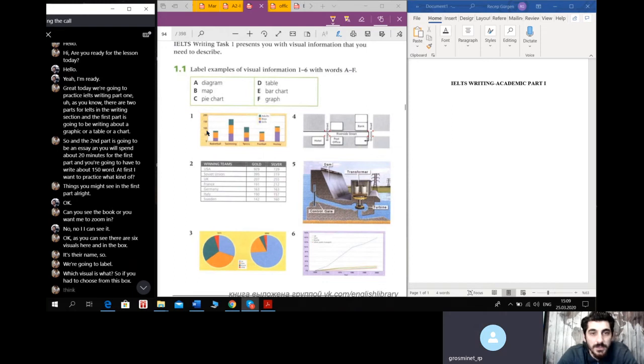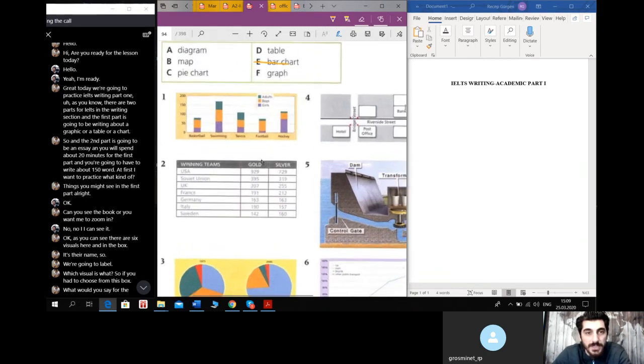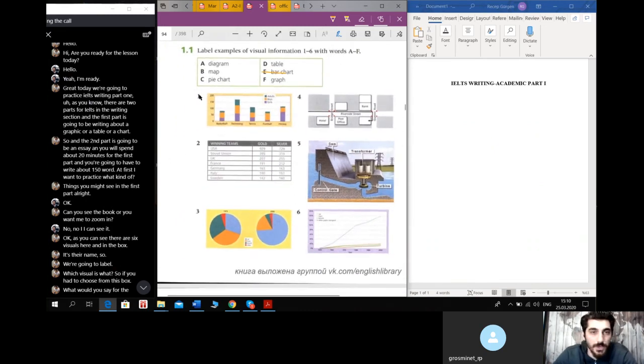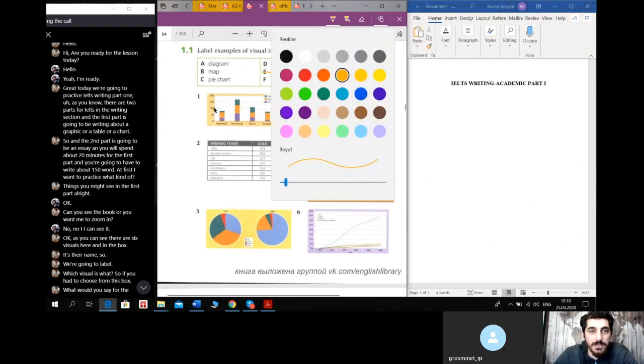I would say it's a bar chart. Yes, it's a bar chart. As you know, a bar chart is, these are bars. You see these things? Yes. They're called bars, and this is a bar chart. So it's giving information in bars. So in this case, it's information about some sports, and the colors represent the gender. It's boys, girls, and also it represents the age. So the first one is a bar chart. Very good. What do you think the second one is?